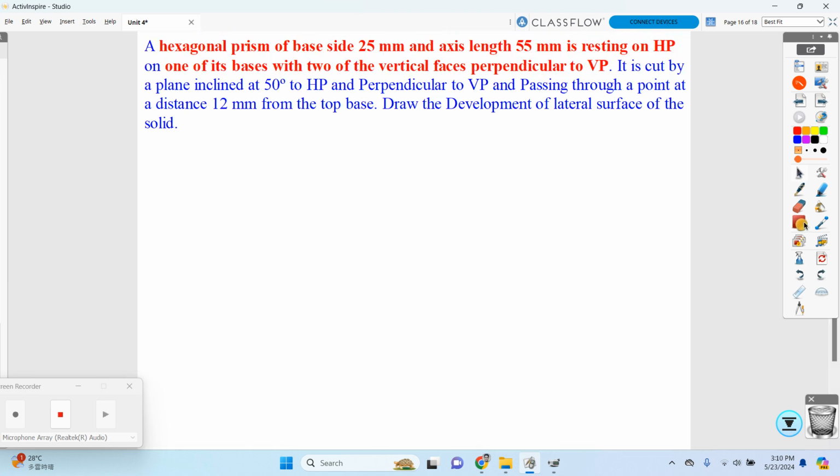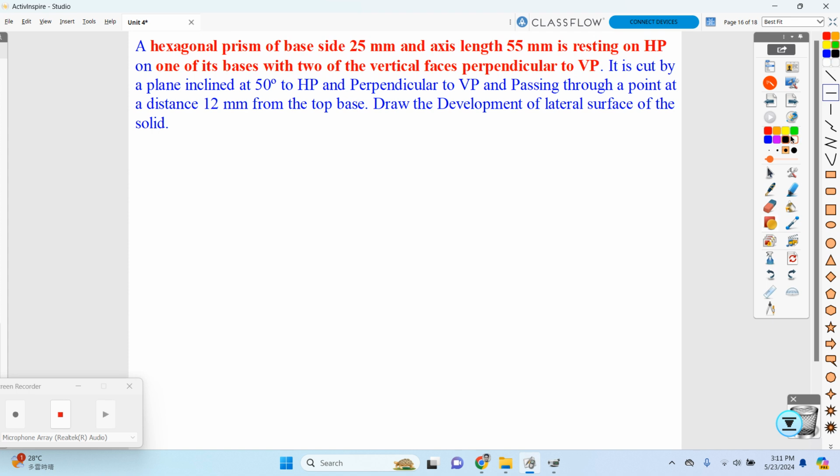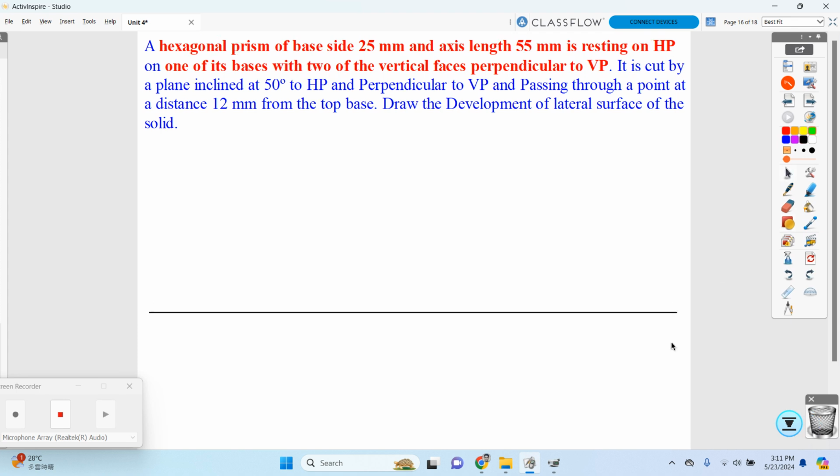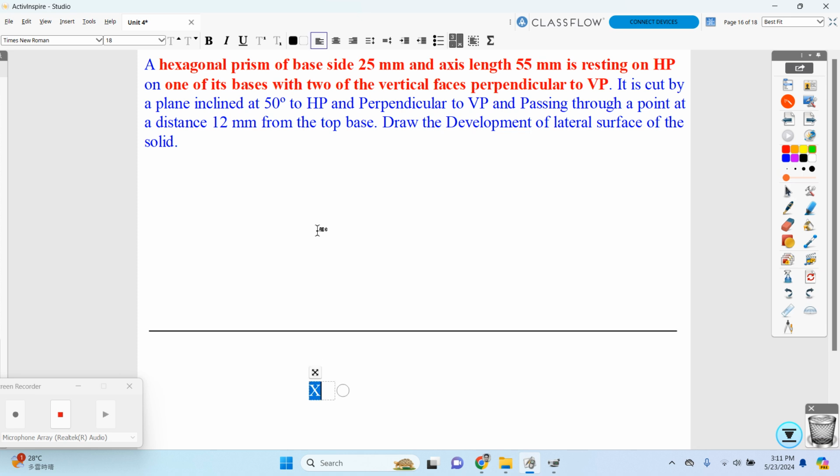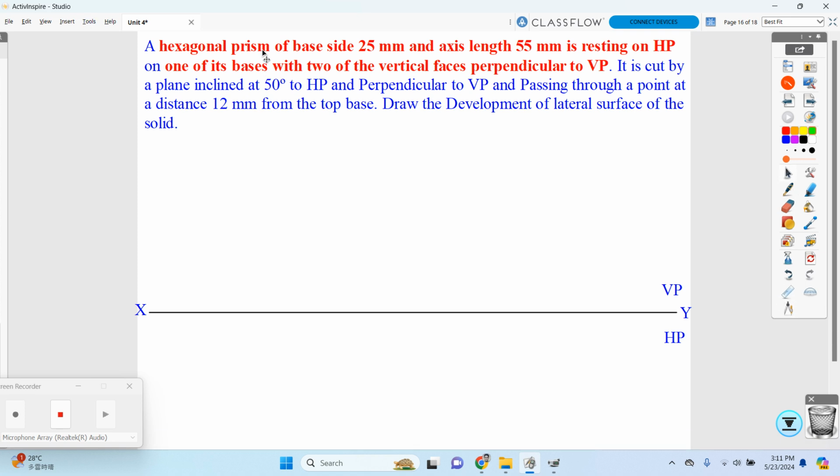First we will start our XY plane. This is my XY plane, so I'm going to consider this side as X and this side as Y. Then this is VP and this is HP.